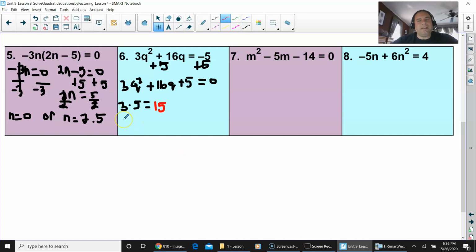So once you have 15, you're looking for two numbers that will multiply to 15 and that will add to 16, the number in the middle. So that's easy. You just start 1 times 15. Everything is positive here, so 1 plus 15 does work. So that's what I'm saying. It's a little bit easier. So I'm writing down the 3q squared. And instead of 16q, I'm going to put 1q and 15q.